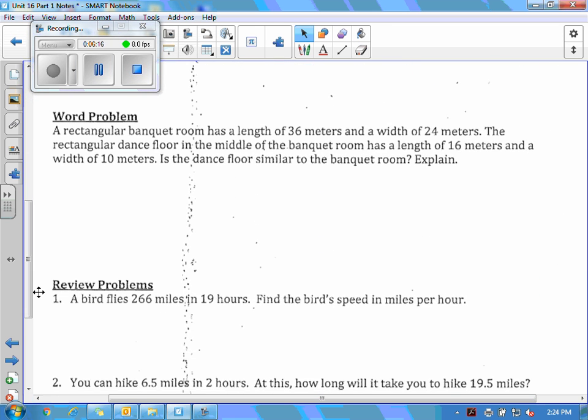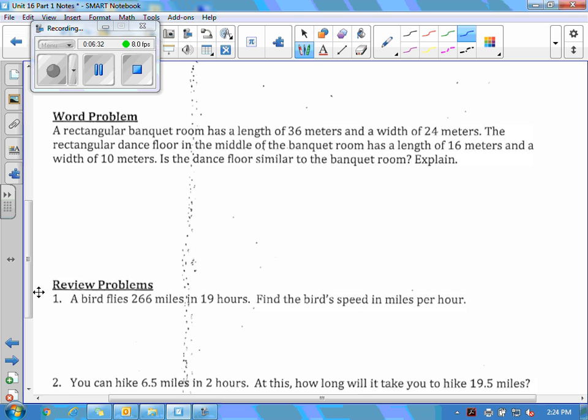All right, moving on, we have a word problem here. It says a rectangular banquet room has a length of 36 meters and a width of 24 meters. The rectangular dance floor in the middle of the banquet room has a length of 16 meters and a width of 10 meters. Is the dance floor similar to the banquet room?